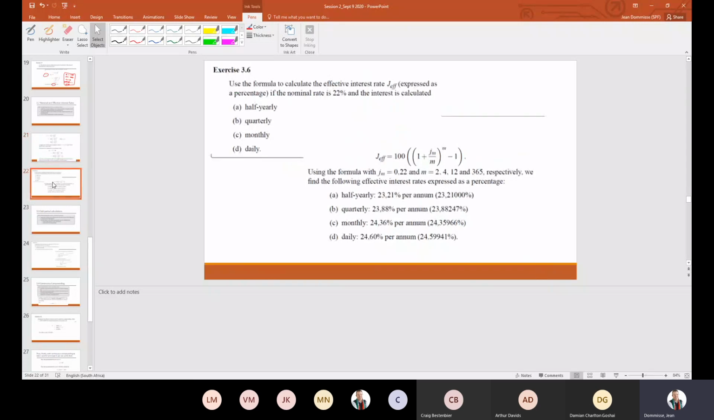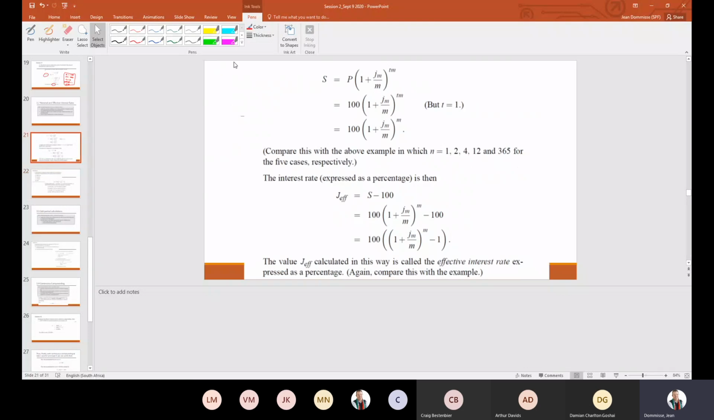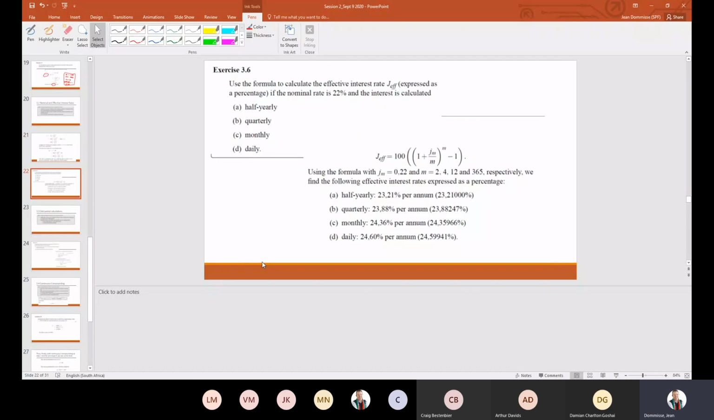So basically, let's look again at this example of how, from the formula that we have, we work it out. If we get the nominal rate, we can work out the effective rate. So basically we can use the formula for that.